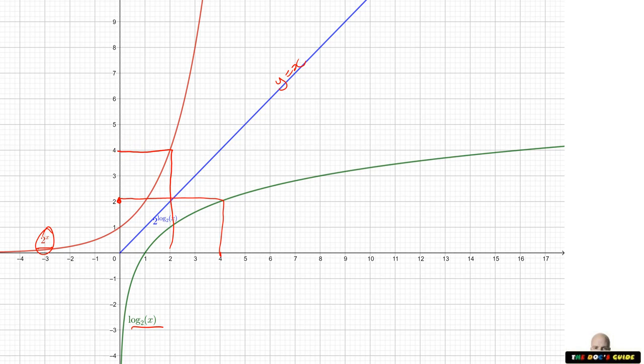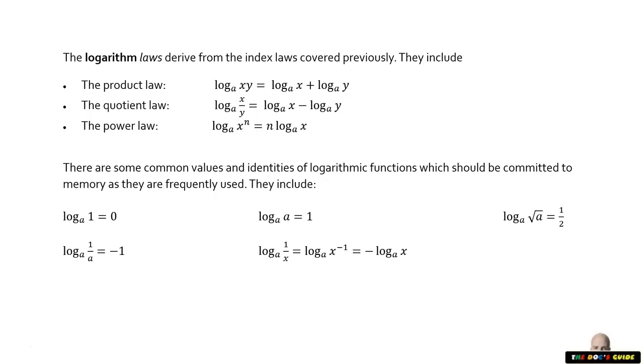So they cancel each other out, and it doesn't matter which graph you start with. Now, this y equals x is also just 2 raised to the log base 2 of x. Or if you like, it's log base 2 of 2 to the x. They're both going to give you y equals x when they cancel each other out. So that's why they reflect in the axis there.